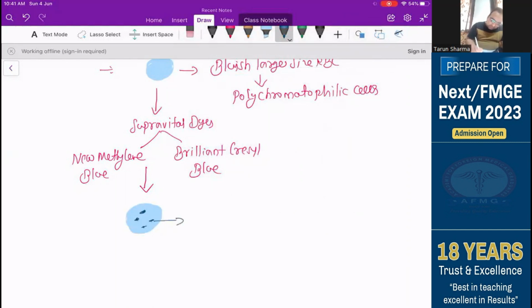These are the ribosomal RNA, and that's why they are called reticulocytes, and that's why they are blue in color. Normal mature RBCs don't contain any RNA, so they appear red in color, while the reticulocytes appear blue in color because of the RNA which is there in these cells.